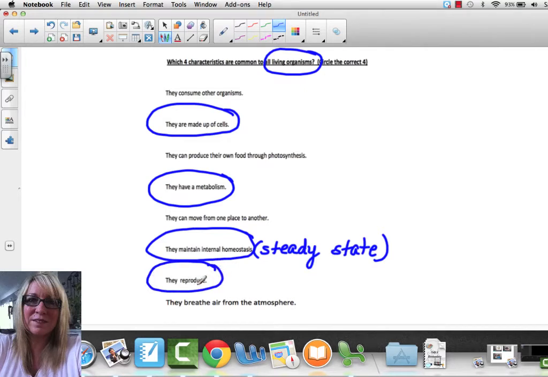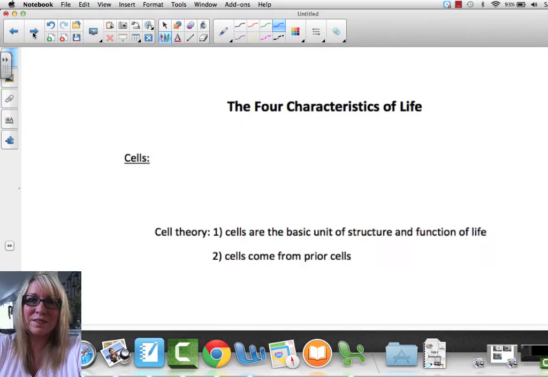And living things reproduce. There are different ways that they reproduce, and we'll talk about that, sexual and asexual reproduction. And they breathe air from the atmosphere. Well, that's not true, because some things live underneath in the water or in the soil, and they don't necessarily breathe air from the atmosphere. So these are the 4 things that are common to all living things. Let's talk about the 4 characteristics of life.